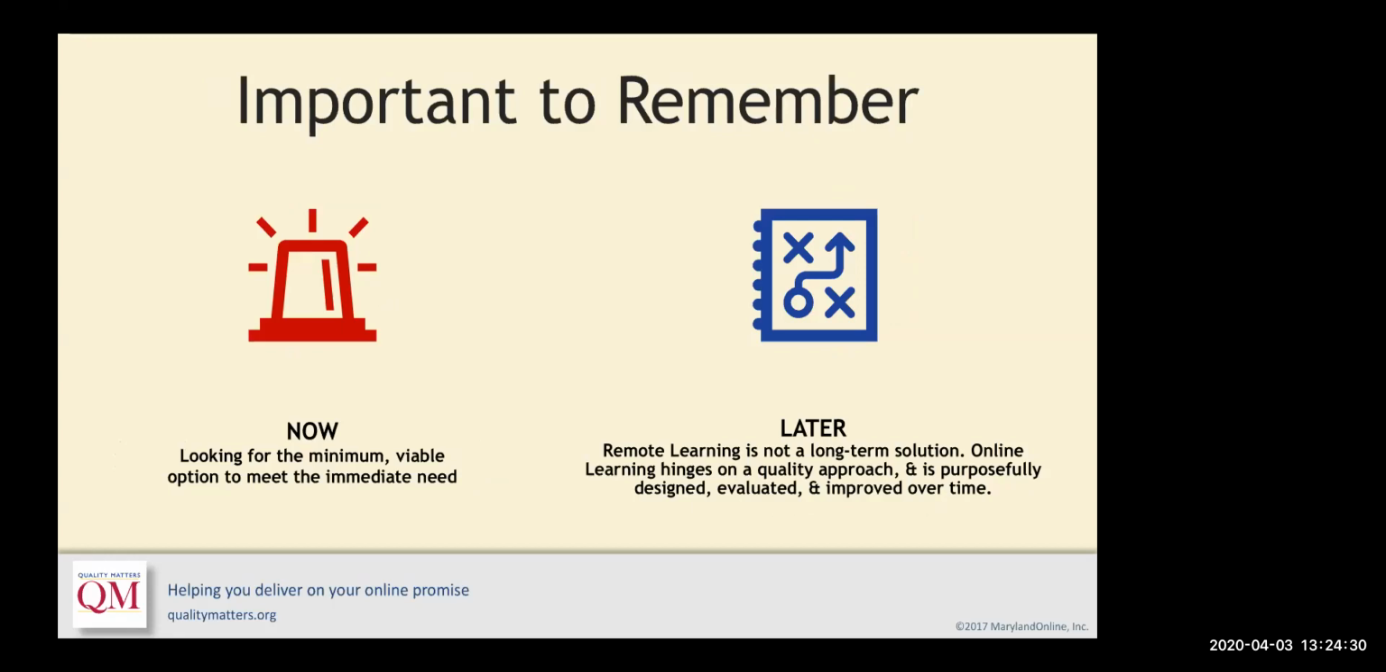Another thing that's important to remember is that right now, all of us are in this place where we're responding to an emergency need. And our focus for our remote learning courses is really this minimum viable option to meet the needs of our learners. However, along with this theme again of now and later, it's important to keep in mind that remote learning, as most of us are seeing it practiced now, is truly not a viable long-term solution. So moving forward, after we've all had a chance to breathe and decompress and regroup, it is important to think strategically about offering quality education online, accompanied by a plan and a process for continuous quality improvement.